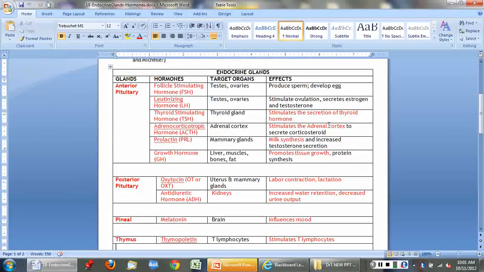Secrete hormones. And where do hormones go once they're secreted? To the target organ. What is that? The one that has a target receptor for it, the organ that has a receptor for it.